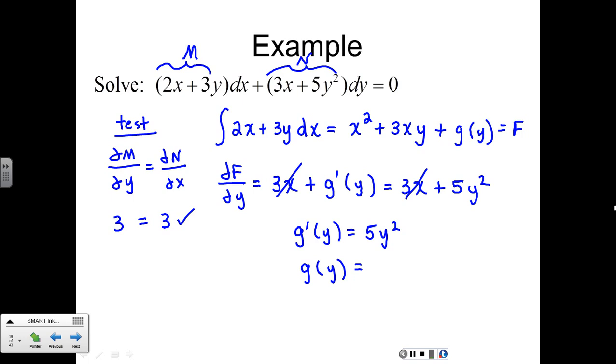Integrate. You're just flip-flopping back and forth here. What's the antiderivative of 5y squared with respect to y? Five y cubed over 3. Very good. So where am I going to plug that back in at?